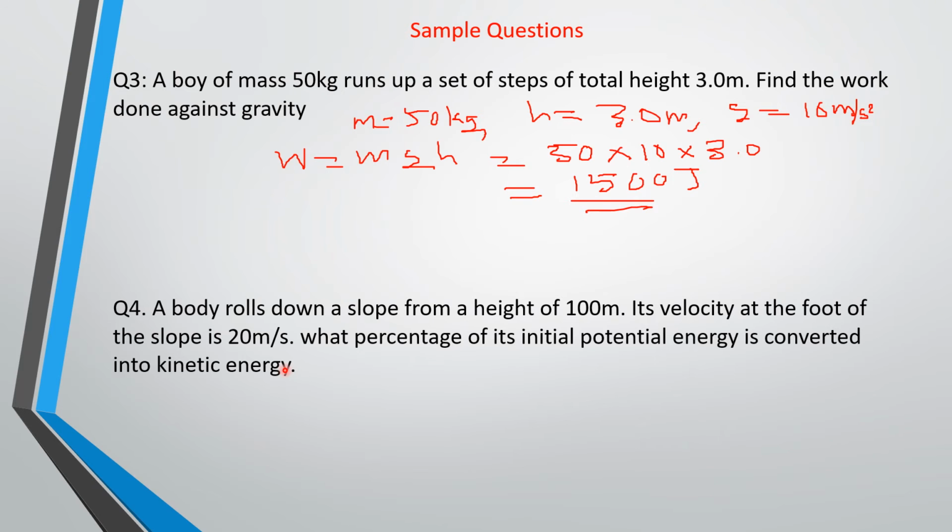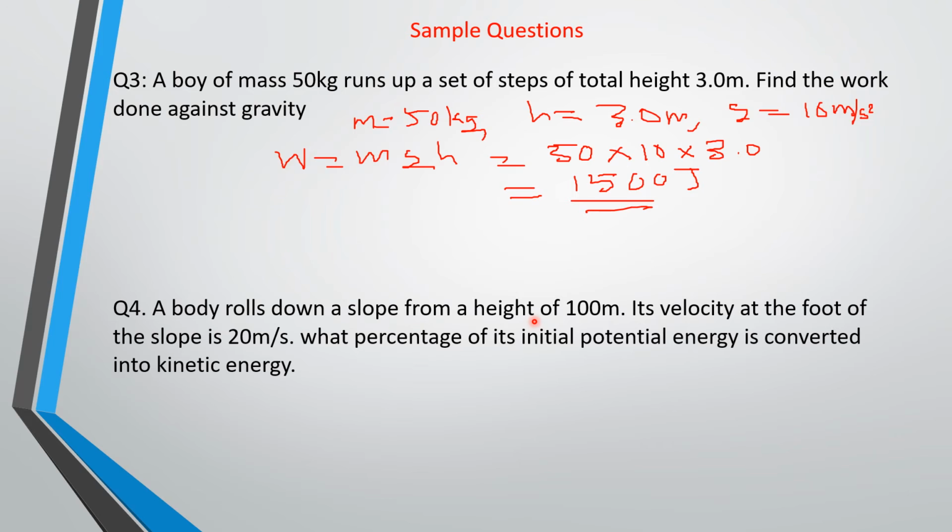Now, I want you to understand one thing. At the top of the slope, the energy the body possesses is potential energy because of its position at rest. Now, as it rolls down the slope, at the foot of the slope, the potential energy at the top of the slope is converted totally to kinetic energy.